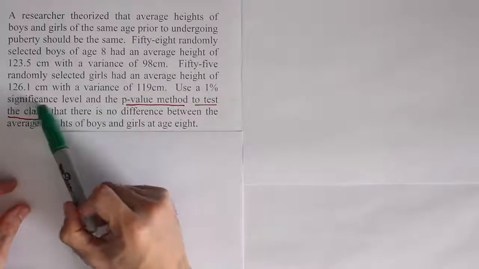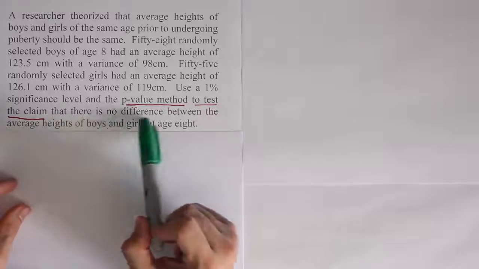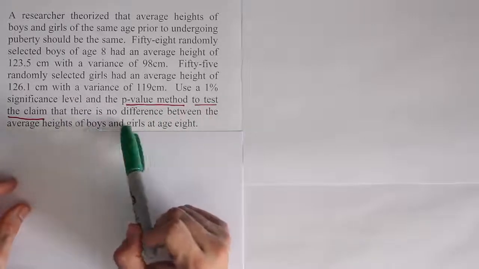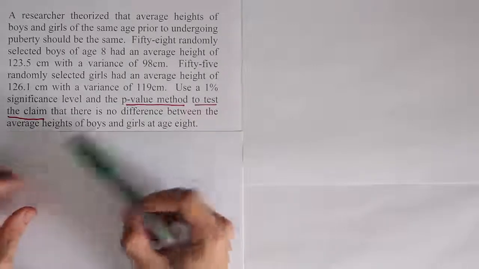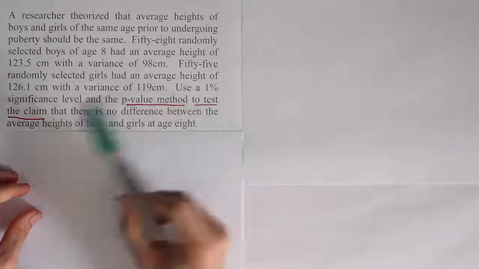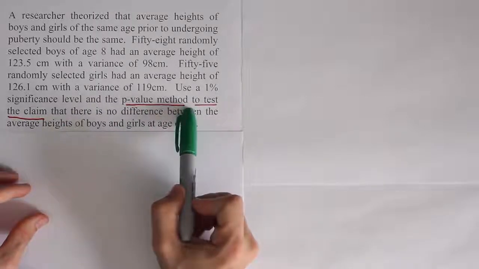Use a 1% significance level and the p-value method to test the claim that there is no difference between the average heights of boys and girls at age 8. So I can see clearly it's a hypothesis test. That's why I've underlined this phrase, to test the claim. And also apparently they want us to use the p-value method in the problem.